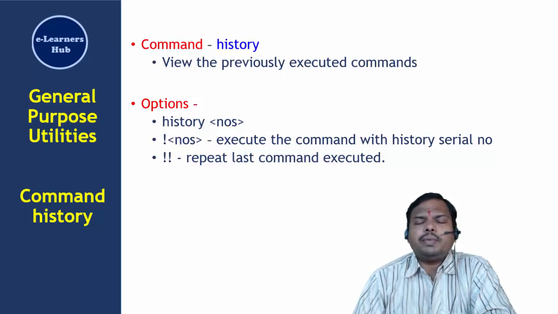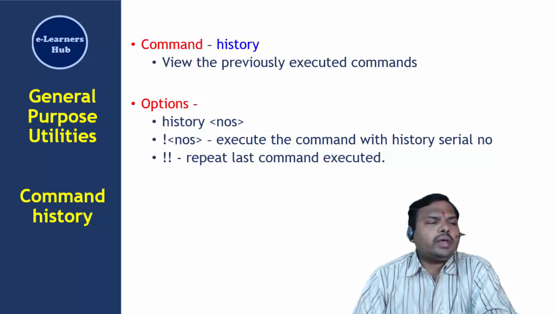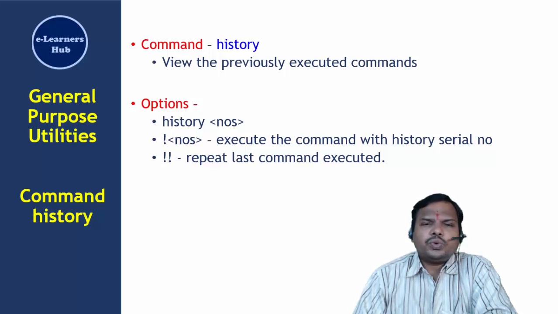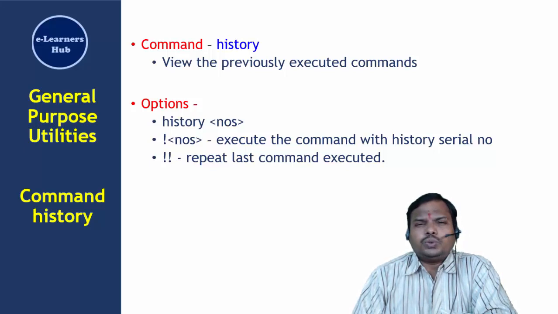Similarly, if you want to execute the command with some serial number: typing history and a number simply displays the name of the command, whereas exclamation and number will execute the command directly. The moment you type exclamation and the serial number of the command, it executes the command there itself. Then the third option is history double exclamation, which will repeat the last command that was executed.